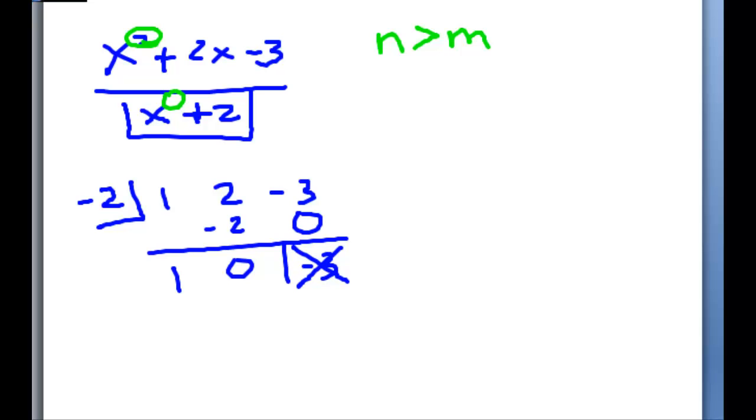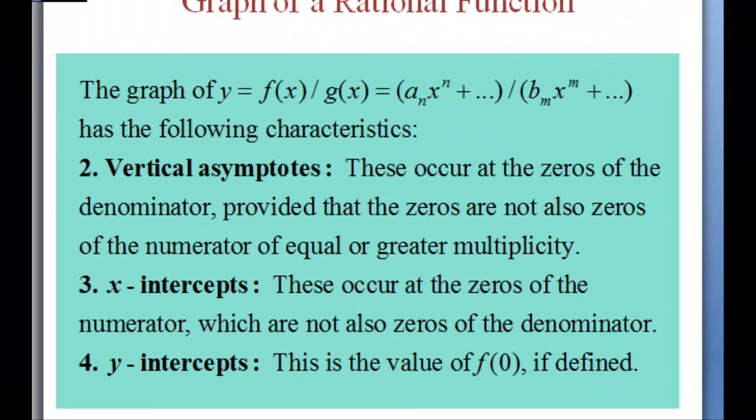This tells us we started with x squared here, so we go 1 degree down. We have y equals x plus 0, so y equals x is our slant asymptote. When we get into graphing, I'll show you a little bit more what that means. And just 3 more points here. These are things we've already discussed.